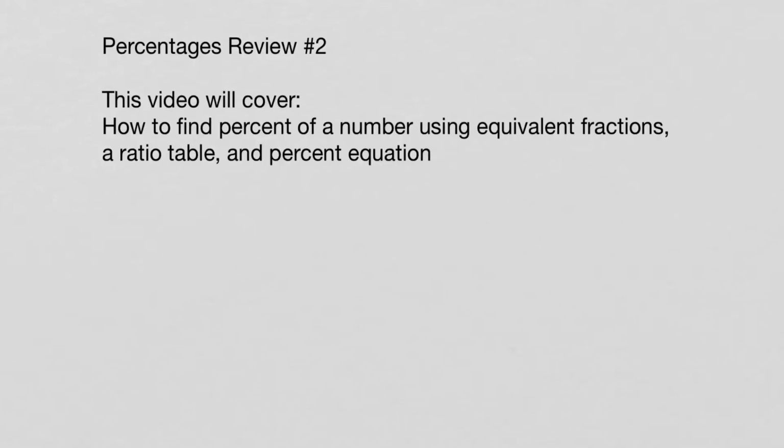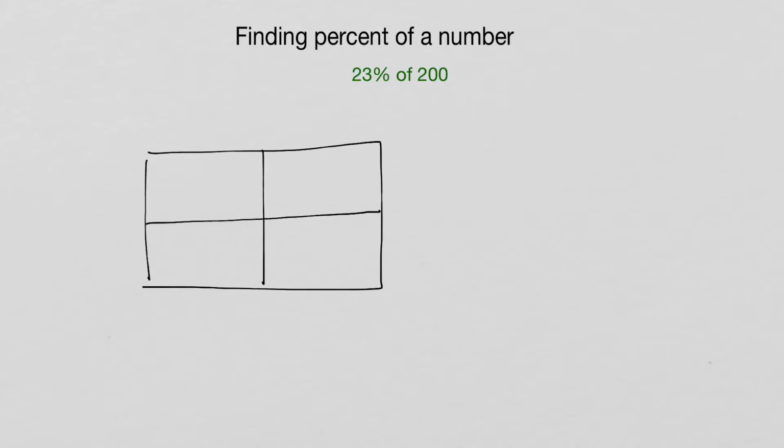Percentages review number 2. This video will cover how to find percent of a number using equivalent fractions, a ratio table, and percent equation. Let's find 23% of 200. One strategy would be equivalent fractions. So 23% means 23 out of 100. If we're trying to find out how much that would be out of 200, we can write equivalent fractions.